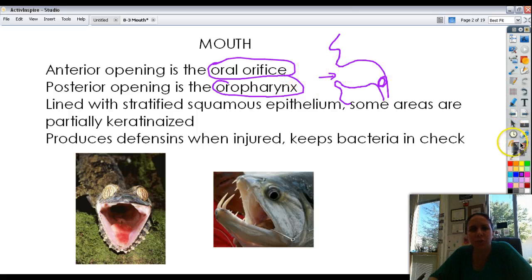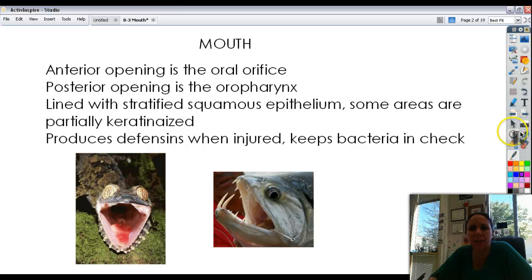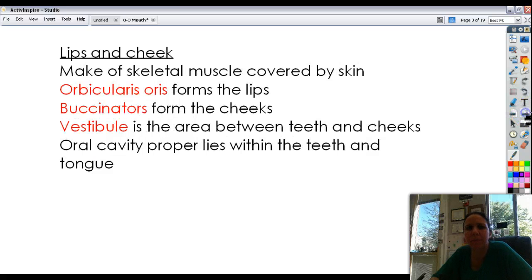It is lined with stratified squamous epithelium, and some areas are a little bit thicker than others in that they are partially keratinized, so that makes them a little bit tougher. Your mouth also has the ability to produce a chemical called defensins. Defensins are kind of like antibiotics in that they help reduce bacterial load, and they can also help promote the healing process if you were to injure any part of your mouth.